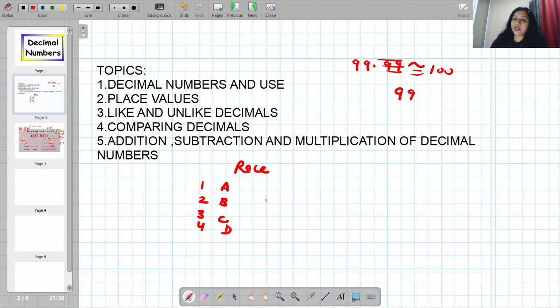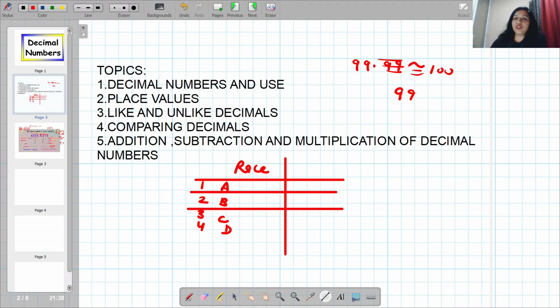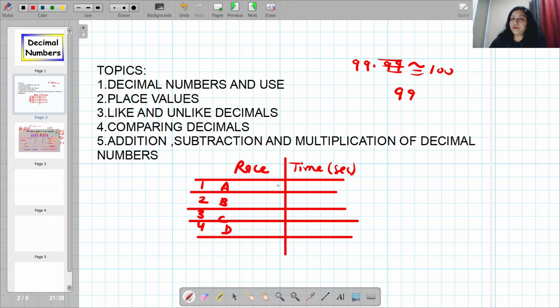Four people are there in the race, and now the time they all took for completing the race is noticed. I'm just mentioning the time here. That will give us the idea why the decimal numbers or the first or second digit is important. Now I'm writing the time taken by them in seconds. For example, person A has taken 9.88, 9.80, 9.91, and 9.90.